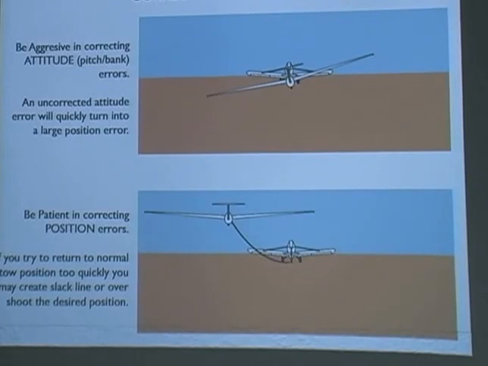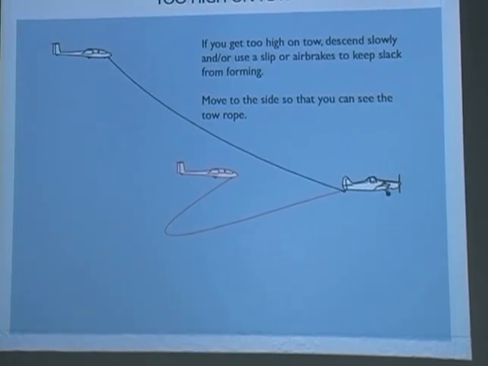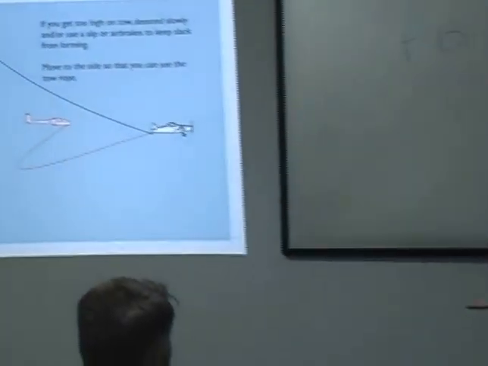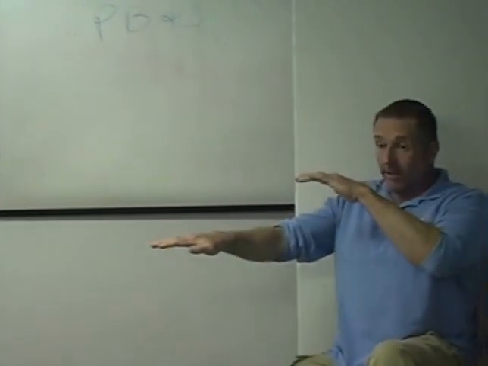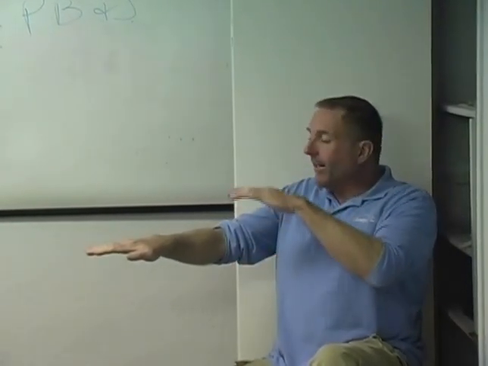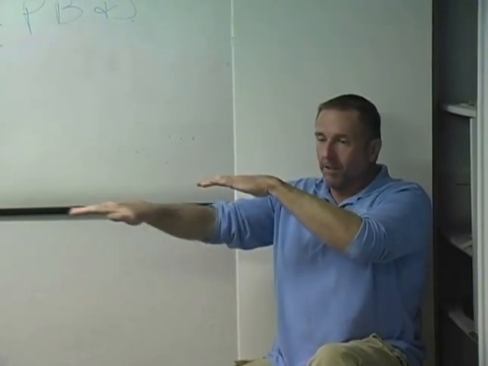Being too aggressive at trying to get back in position will just cause more problems. If you get too high on tow, don't. If you're high on tow and the rope's still tight, then you can put it into a slip to help come back down a little quicker without the slack forming. You can open the air brakes a little bit if it's really bad. But if there's already slack in the line, then just let the tow plane pull away.